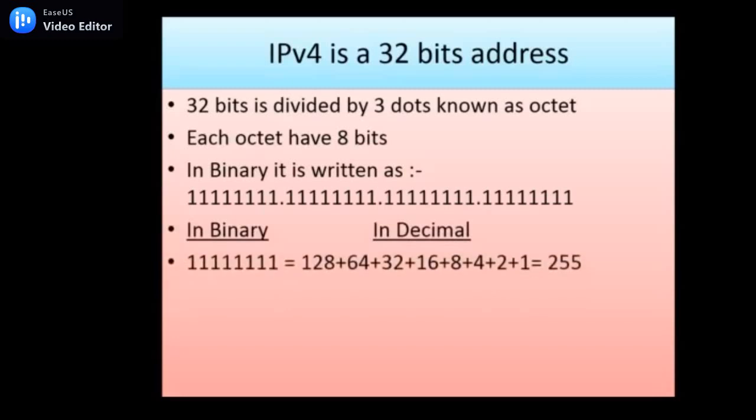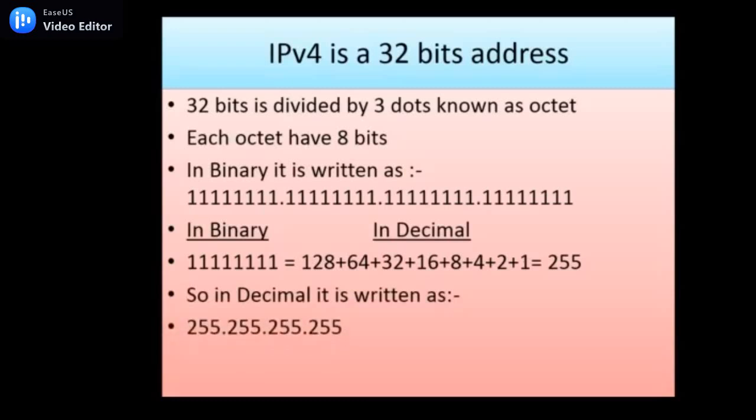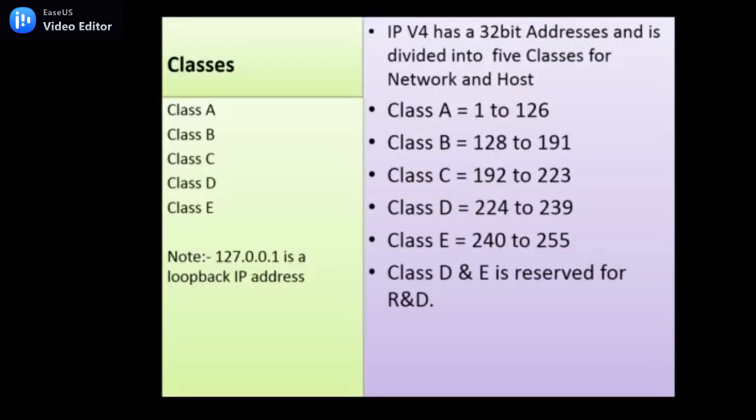So in binary you can see it as 1111, but when you convert it into decimal, then you have to add all these numbers like 1 plus 2 plus 4 and so on. You are able to get 255. So in binary you see it as 1111 8 times, dot, 8 times 1, dot, 8 times 1, dot, 8 times 1. But when you are writing in decimal, then you have to write it like 255.255.255.255.